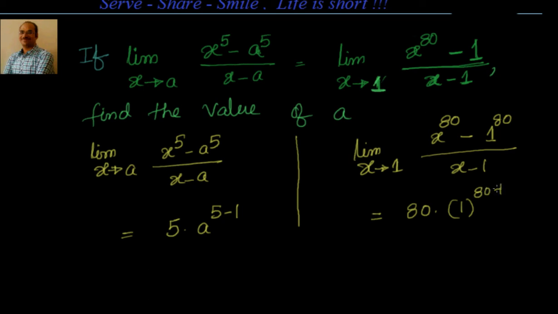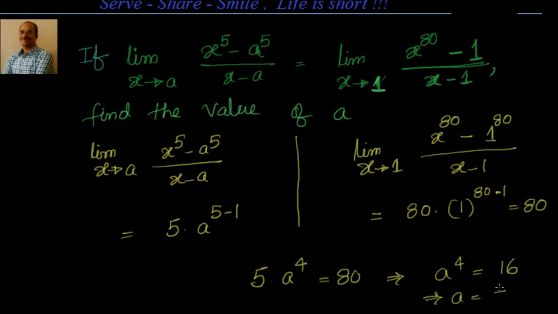Now if we equate these two, let me just take it out, 1 to the power of 80 minus 1, that is equal to 80. So if you equate this, you will have 5 into a to the power of 4 equal to 80. That will give you a to the power of 4 equal to 16. That will give you a equal to plus or minus 2. Because 2 to the power of 4 is 16 and even the negative integer also, to the power of even power is positive. So you will have plus 2 to the power of 4 or minus 2 to the power of 4. So the answer is a equal to plus or minus 2.